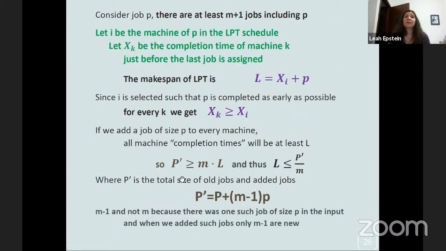All right, so we know that there are at least n+1 jobs, including P, because we already checked the case of m jobs or less. And I, as I said, is the machine of P in the schedule. I use X sub K for the completion time of machine K for every K, which means that X sub I is the completion time of machine I, only I excluded the job P, so the actual completion time is L, which is X sub I plus P. Let me show you the illustration.